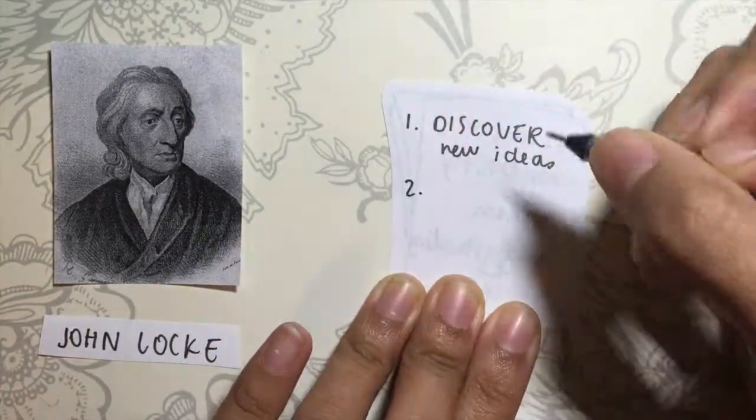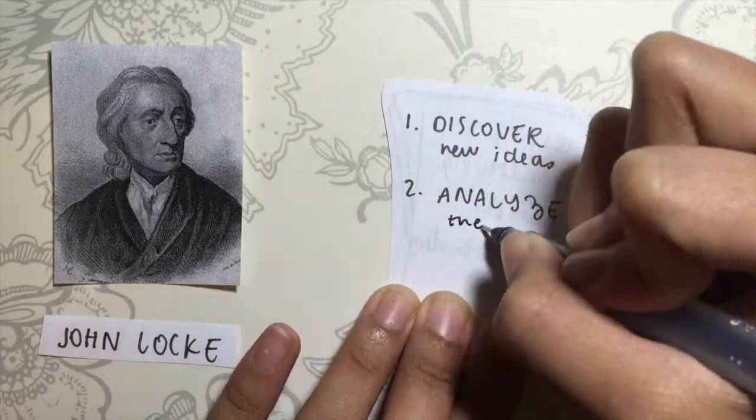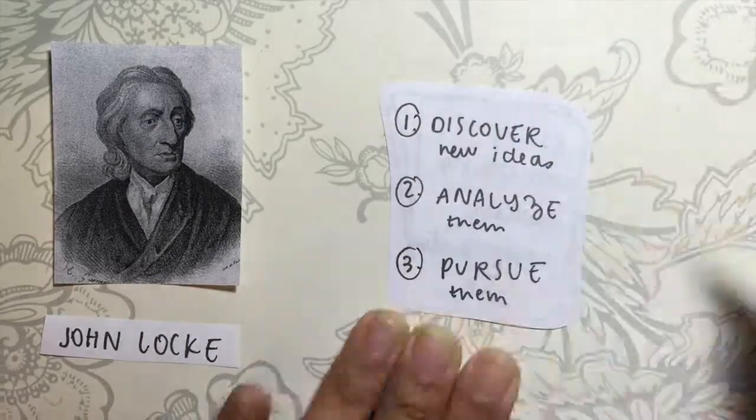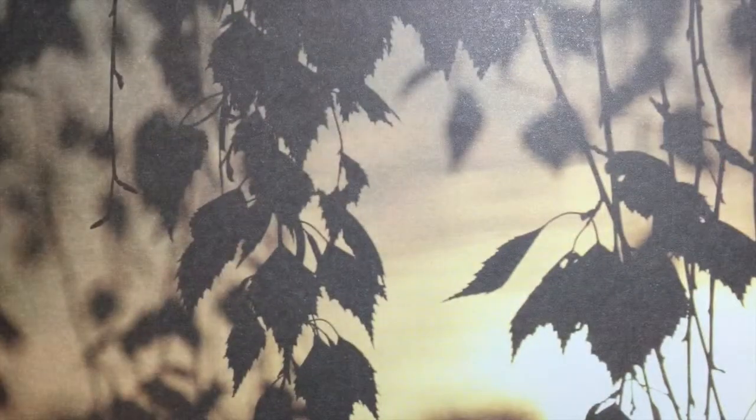1. Discovering new ideas. 2. To analyze the meaning of that idea. And 3. How we can pursue that idea with our current knowledge. He later wrote 3 more books of how we can attain more knowledge and how we can build up upon it. Whew, that was a lot of info.